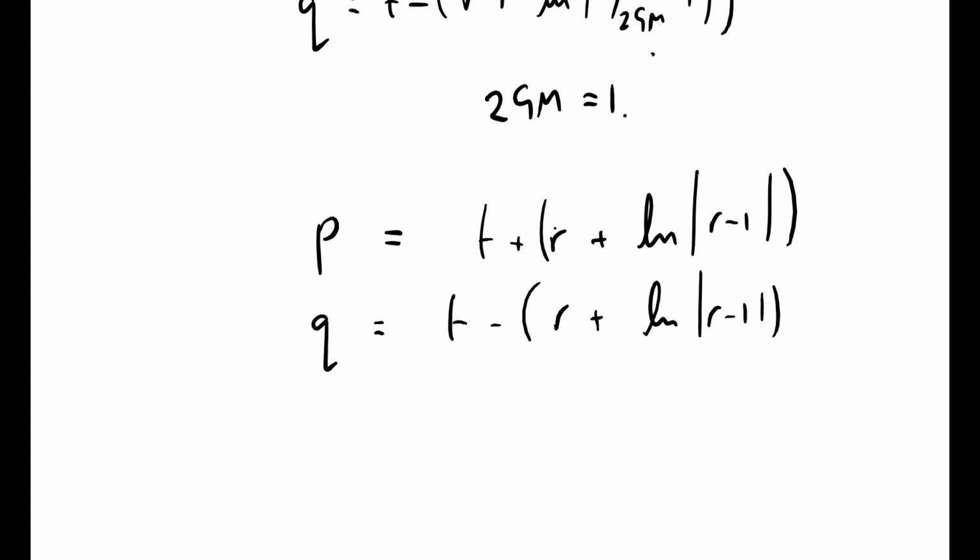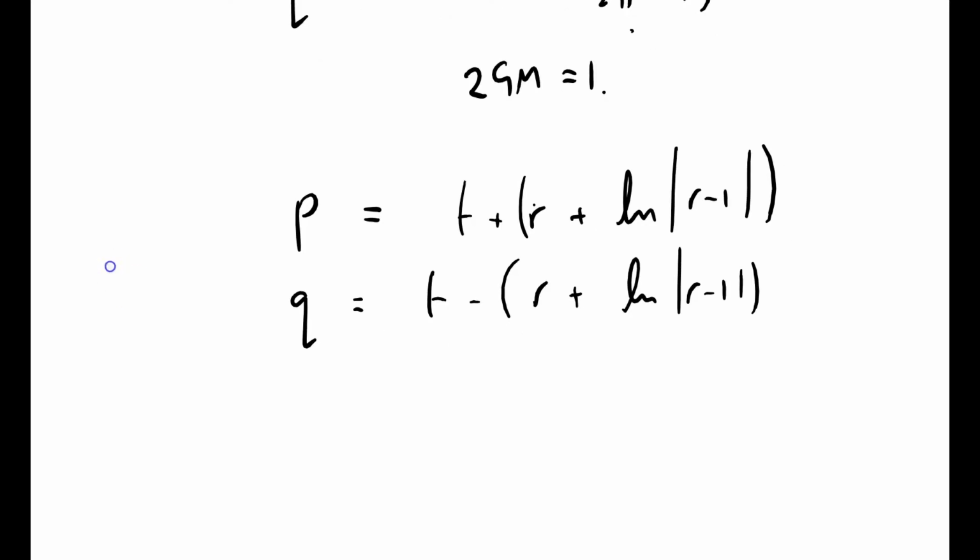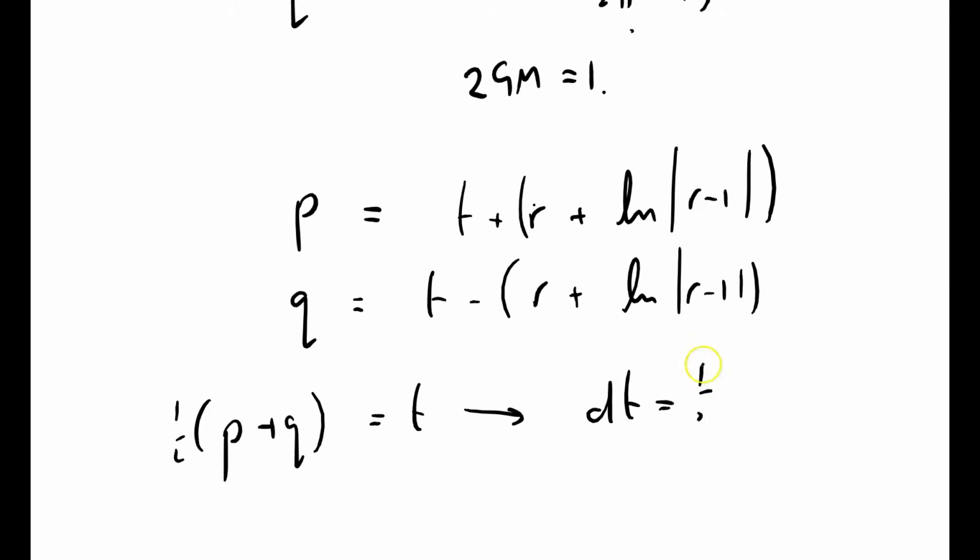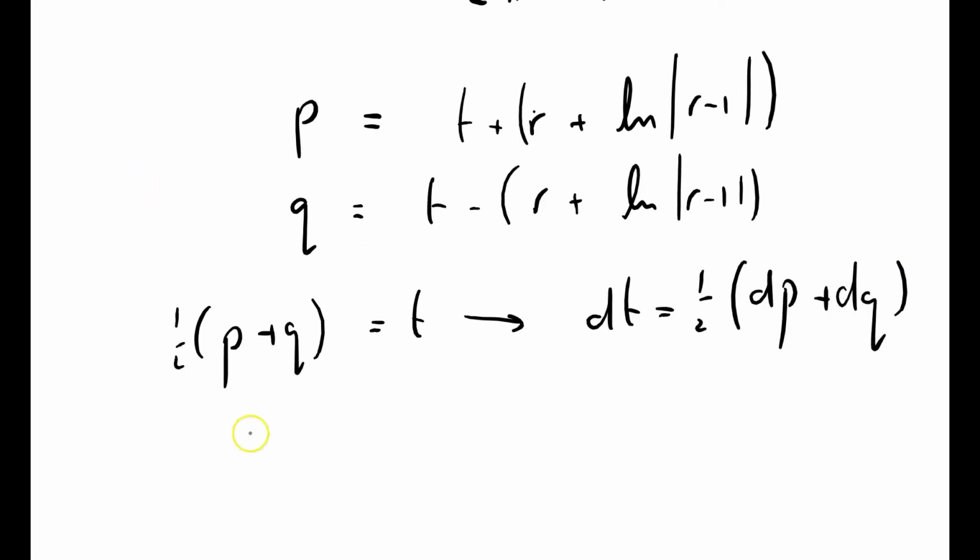Okay, so what I'm going to do now is to consider what null geodesics at least look like in P and Q coordinates. So how do I do that? Well, of course, a half of P plus Q equals T, so that tells me that dT equals a half of dP plus dQ, since we added them. And of course, if I subtract them, I get a half of P minus Q equals R plus log modulus R minus 1.